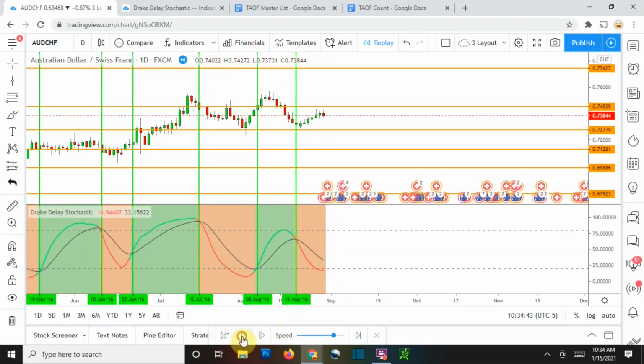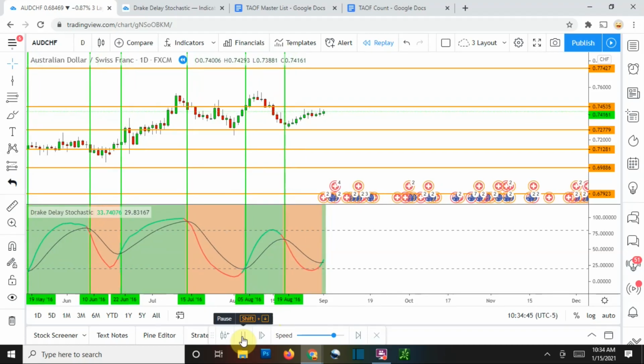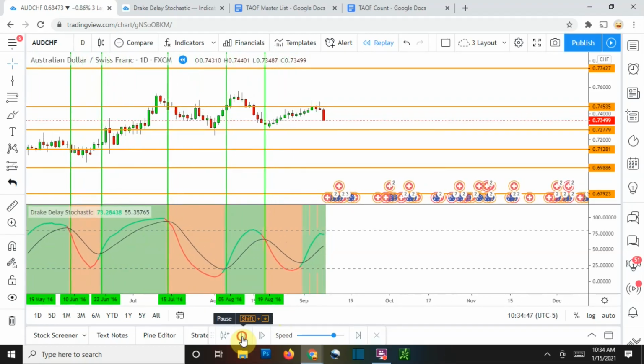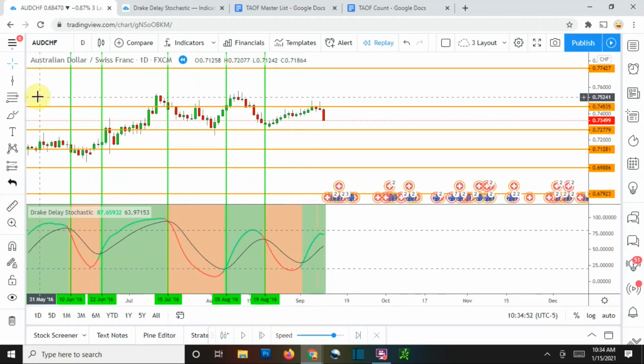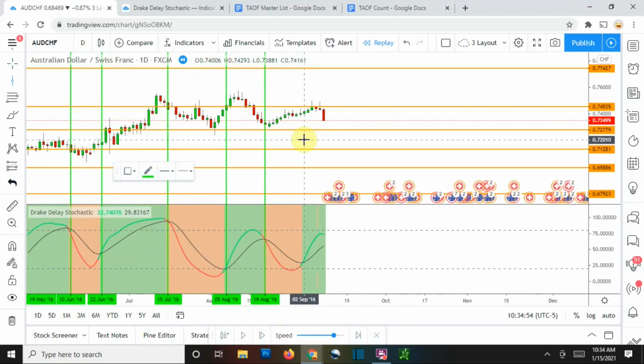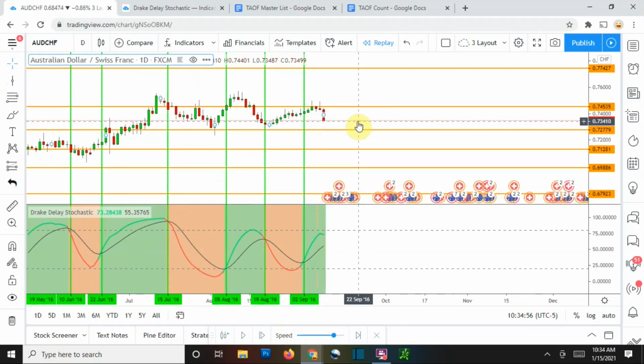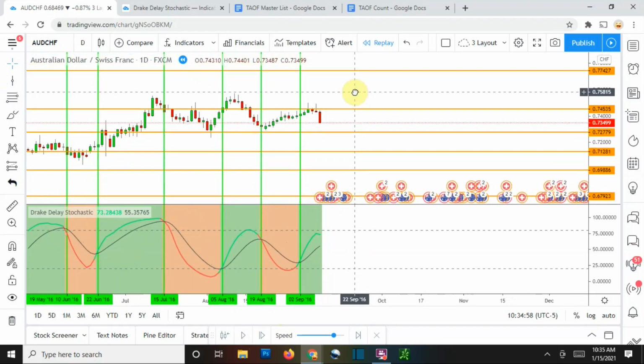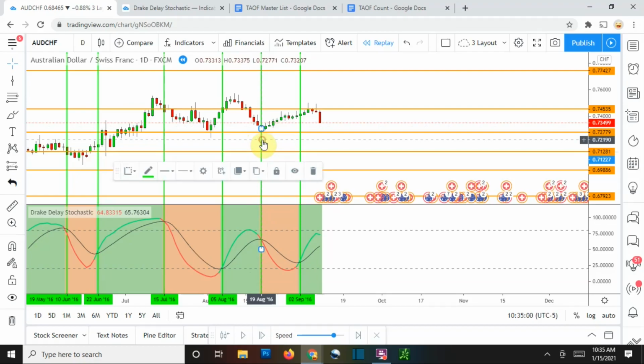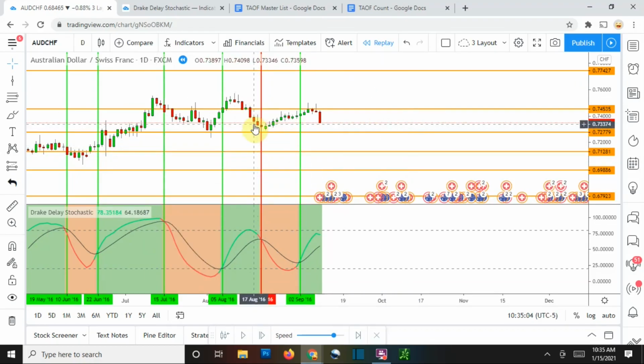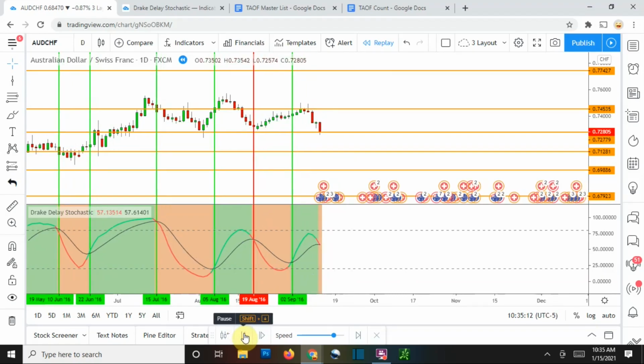I mean, no indicator is going to be 100% perfect and give you 100% winning signals all the time. It's only a matter of time before they are going to give you a losing signal. Mark that one as the red. So we lost on that one. Then we got to take profit on this one.